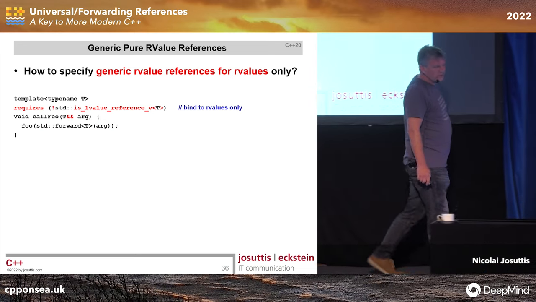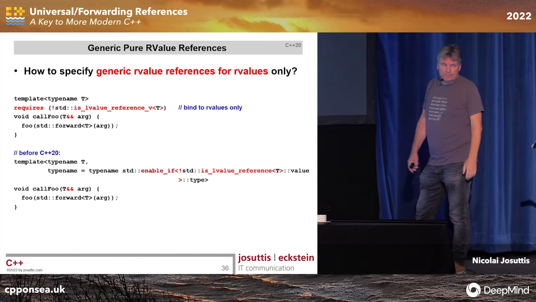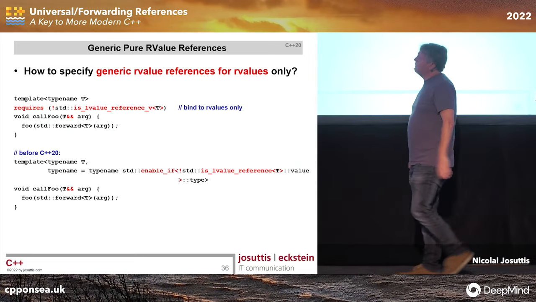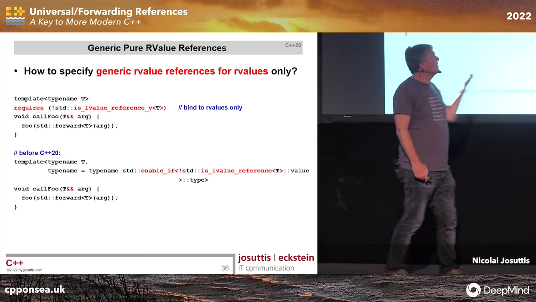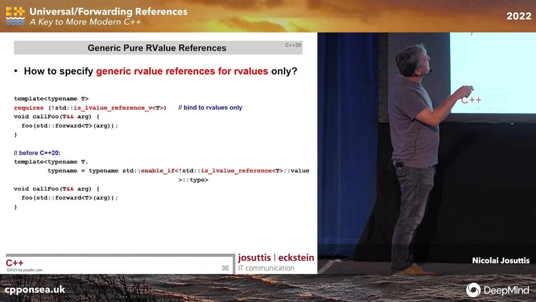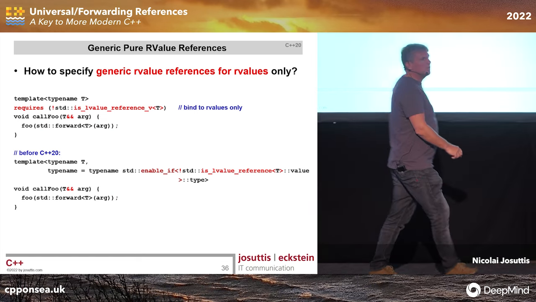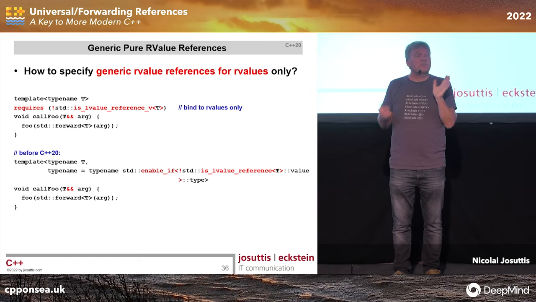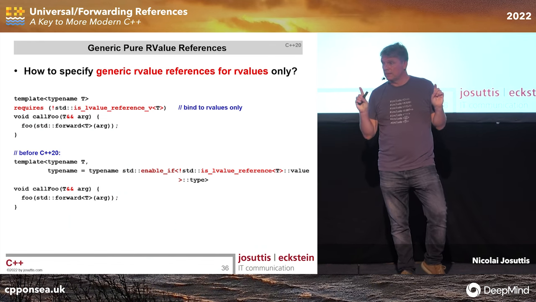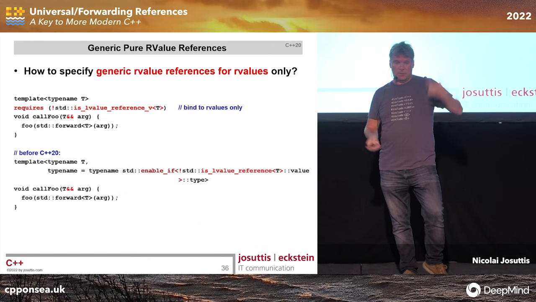This is C++20 code. Before C++20, it looks like that. Enable if, of course. There are other ways to do that, by the way. This is just one example which you can do. And please note, don't only check here whether the type T is an L value reference. You also have to deal with the fact that callers of this function might explicitly specify the template parameter, and then still the right thing should happen. So don't only think about type deduction when you implement that.